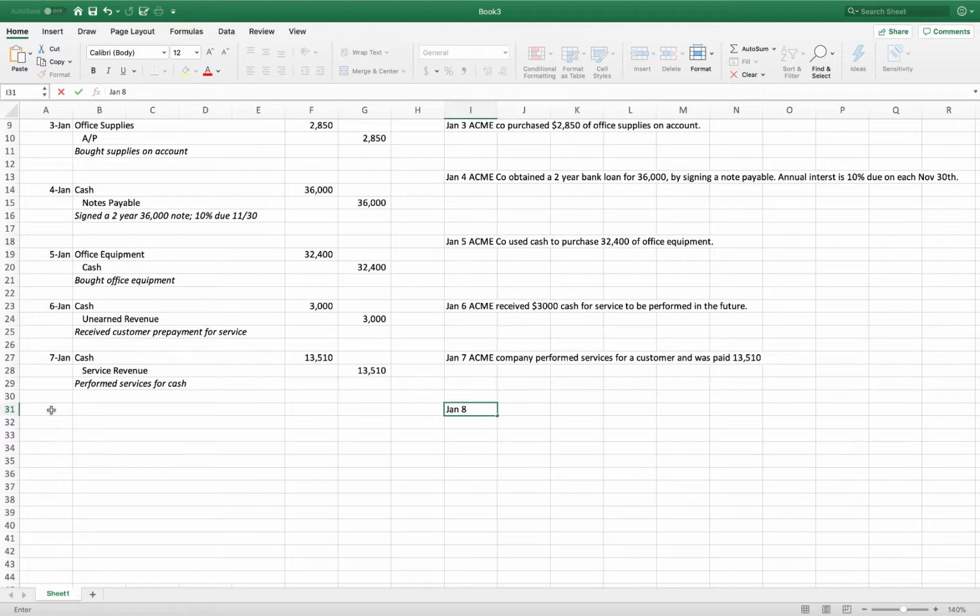So here's the example. Okay, on January 8th, Acme Company performed $4,740 of service, of which the company received $1,000.